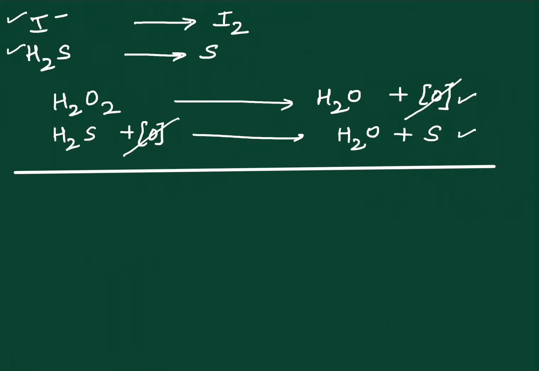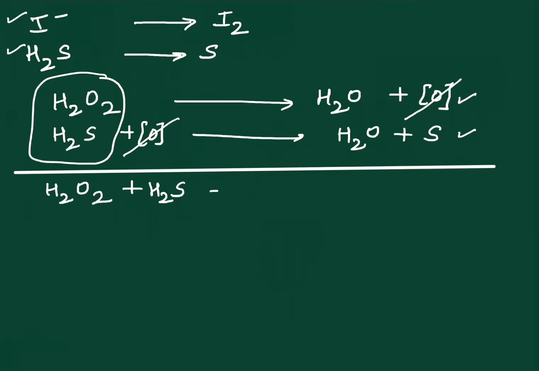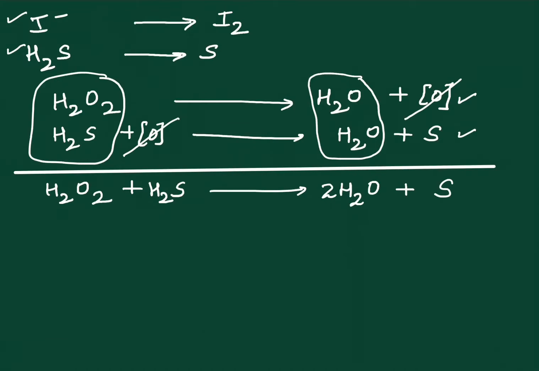Now when you add up the two equations, you see carefully. On the left hand side, on the reactant side, we've got hydrogen peroxide and H2S. Correct? Now on the right hand side, on the product side, you've got water and water. So how many molecules of water have you got? Simple. We've got 2 molecules of water and the yellow particles of sulfur will be deposited in the vessel.